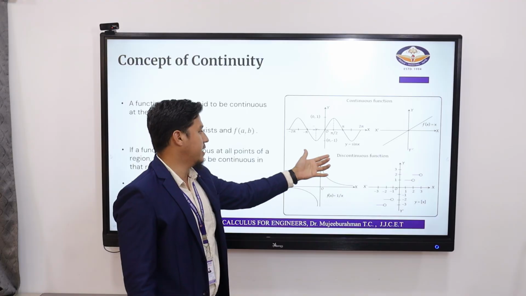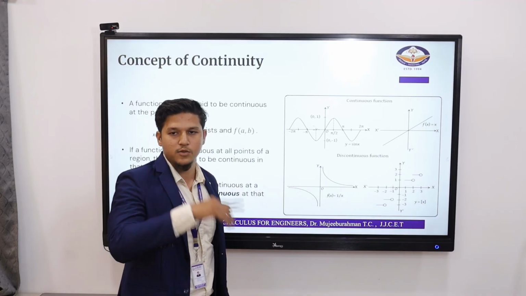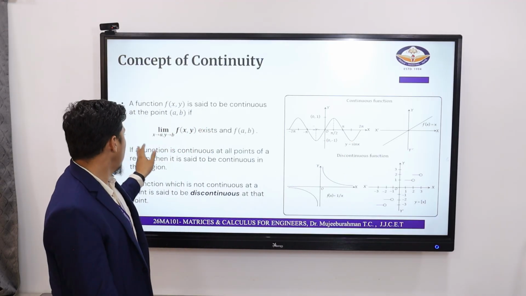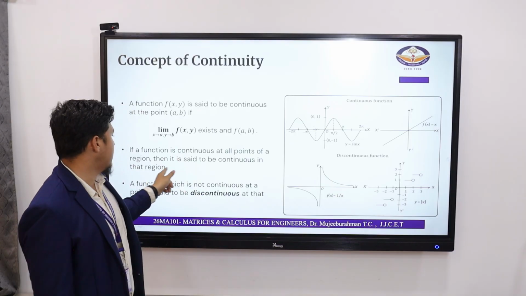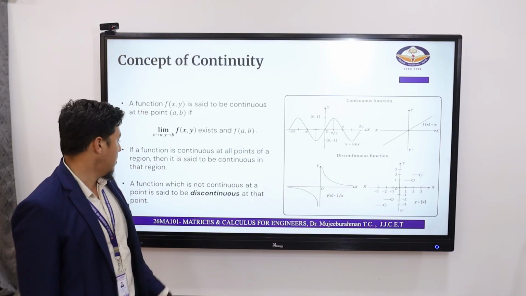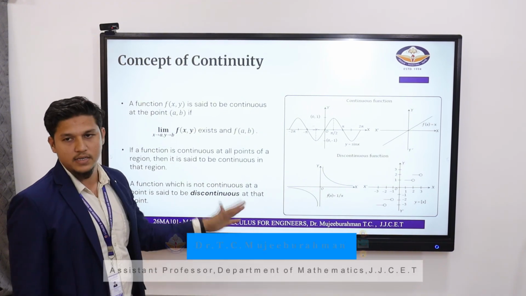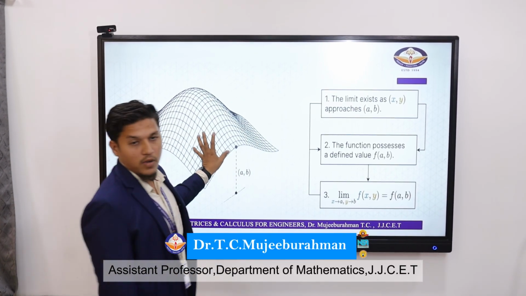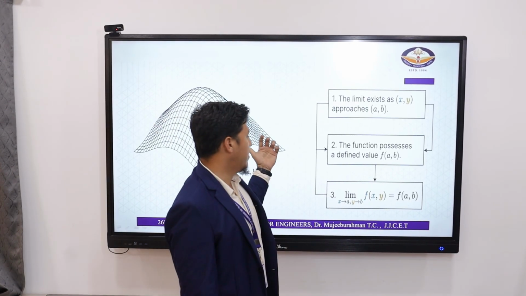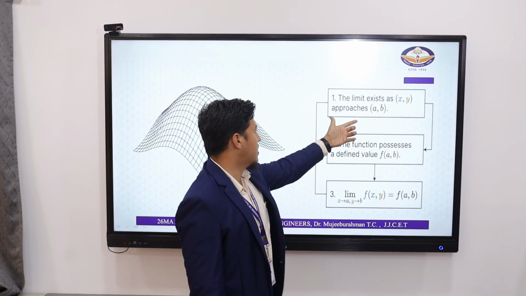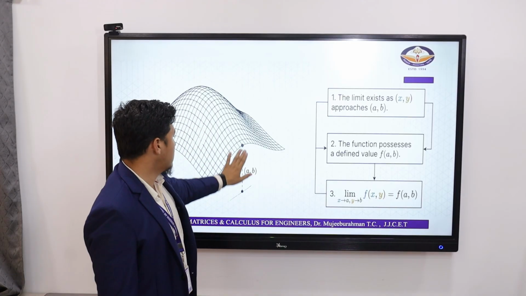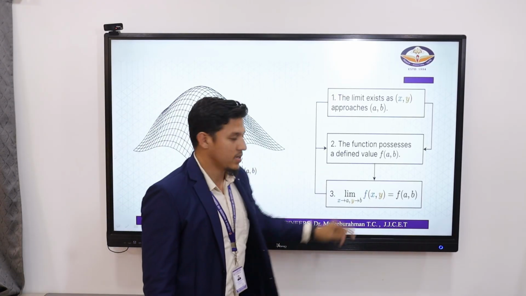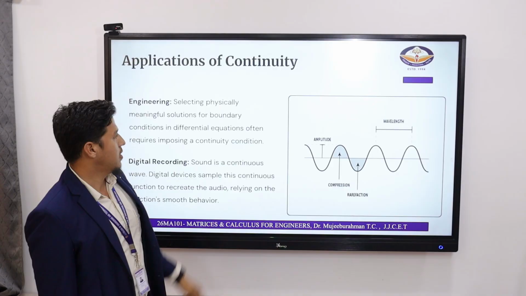In simple words, a continuous function is something that is smooth without interruptions. If a function is continuous at all points of a region, then it is said to be continuous in that region. What is discontinuous? Which is not continuous, that's it. So this is the diagram for understanding the limit and continuity. Limit exists at x comma y. So this is our limit point a comma b. This is a pictorial representation of it.